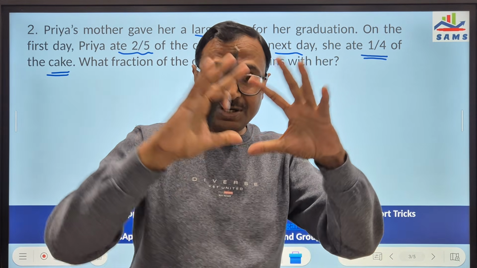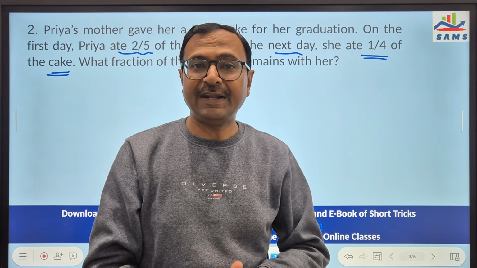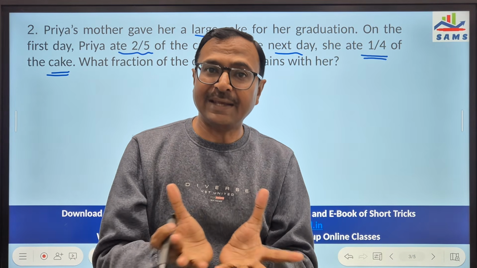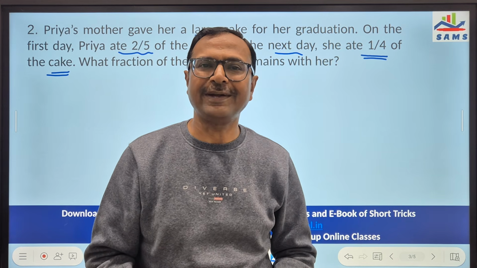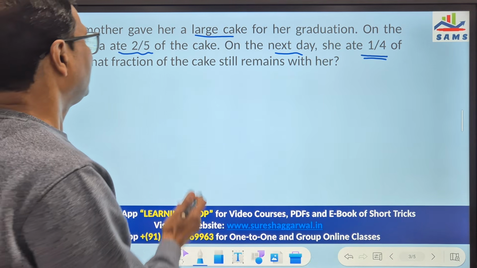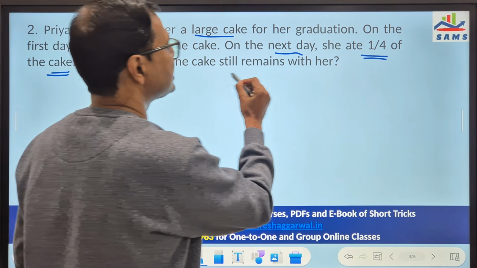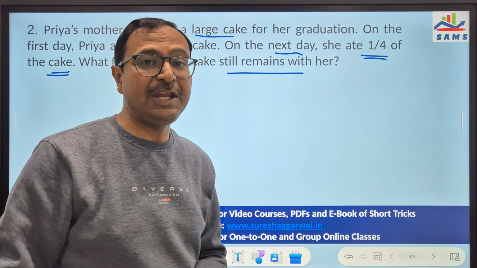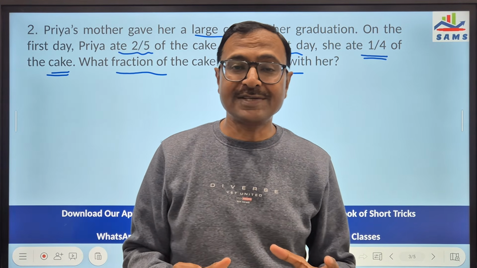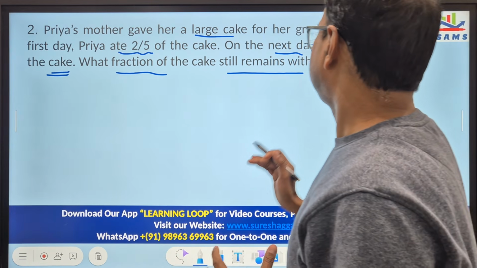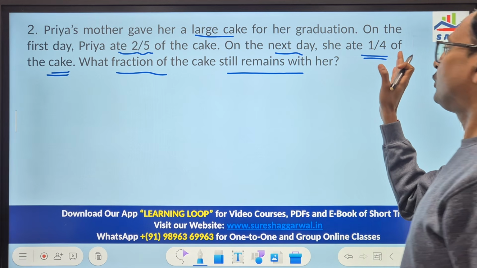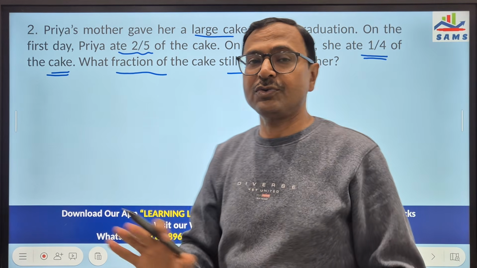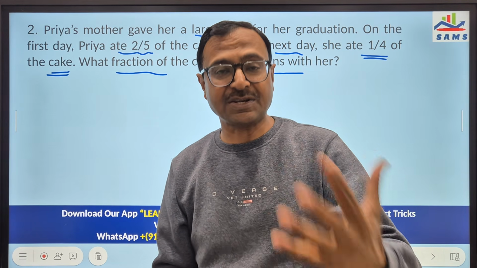That means initially the cake is full, and whenever we have the complete thing, it is normally denoted by 1. That is one important thing here. And then what fraction of the cake still remains with her? So we need to find out after 2 days, when she ate 2/5 of the cake on the first day and 1/4 of the cake on the second day, how much of the cake is still remaining, the fraction.